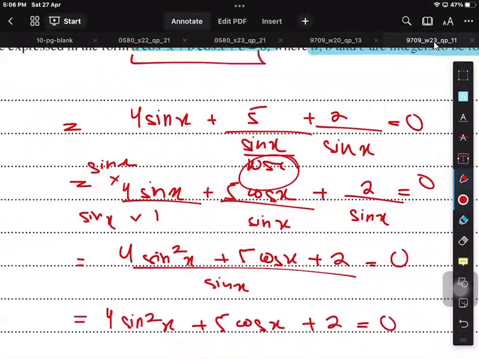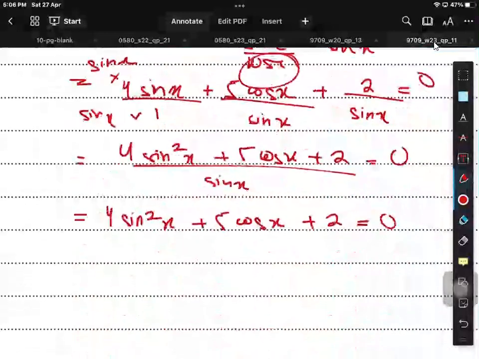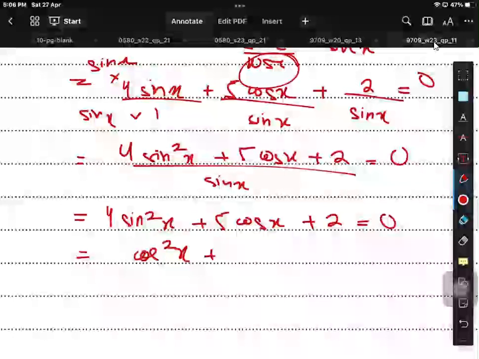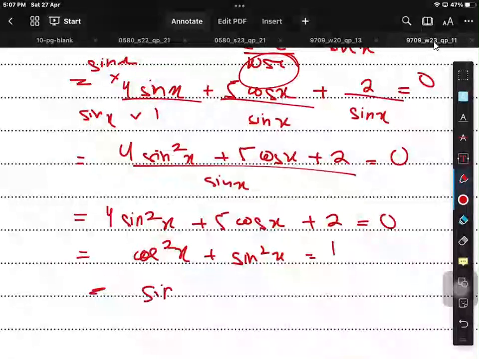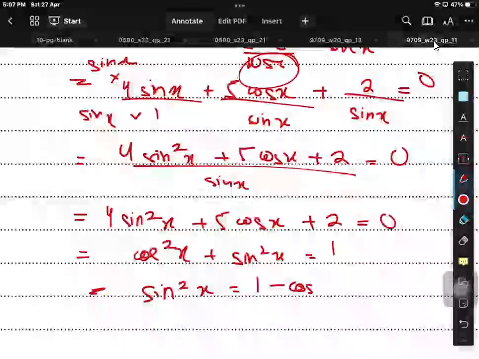Now we have to make this in terms of cos only, right? So can we convert the sine square x into cos square x? Yes, we know a very good identity that has the capability to do that. So we know that sine x squared plus cos x squared is equal to 1, right? So if I have to make sine squared x a subject, I would say 1 minus cos squared x, right?